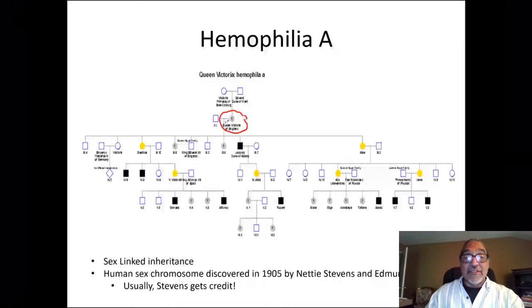And it wasn't until, again, think about this for a moment, 1905, the human sex chromosome was discovered by Nettie Stevens and Edmund Wilson. Curious to me is it's one of the few times in science that Stevens actually got credit. And being a woman, you would think that Edmund Wilson would have nudged her out, but no, Nettie Stevens is credited as having identified the X chromosome. So kind of nice.